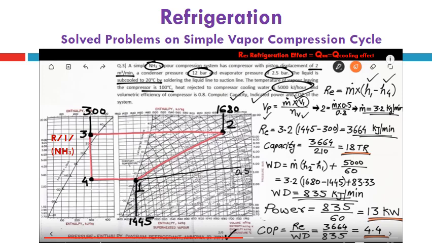Using the capacity and the power and the COP: the capacity is 18 refrigeration ton and the power is 13 kilowatt. Therefore, the COP is 4.4, which indicates that ammonia has a high COP relative to other cycles, especially when using water cooling in the condenser, which reduces the condenser pressure to 12 bar, rather than other cycles that will be presented later or solved in different problems with higher pressure, starting from 18 or 20 or 24 bar. So the effect of using cooling water is highlighted here.